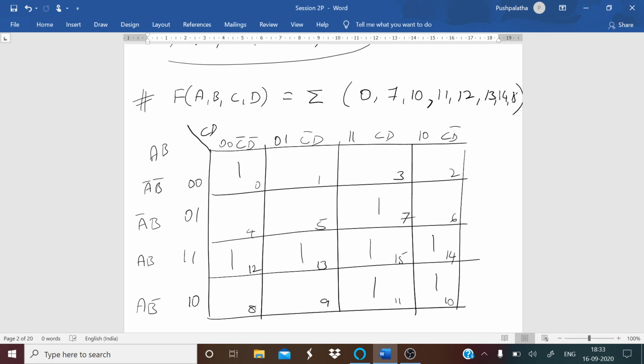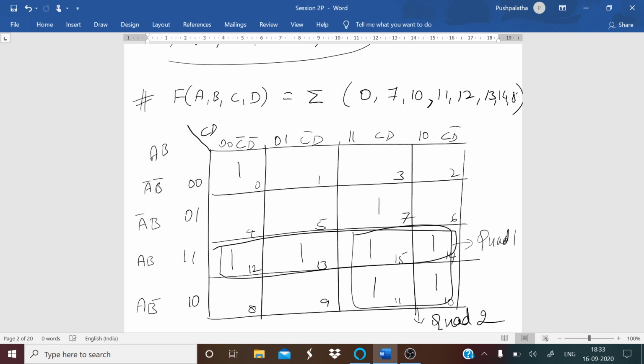So it is possible here, as we said, look for the quad first. You have 4 ones adjacent to each other, so this is your quad 1, and you have 4 ones here, so this becomes your quad 2, right? And you have 1 here, you can make this a pair, so 1 pair. This is how you are going to do this, and you have 1 blank here.